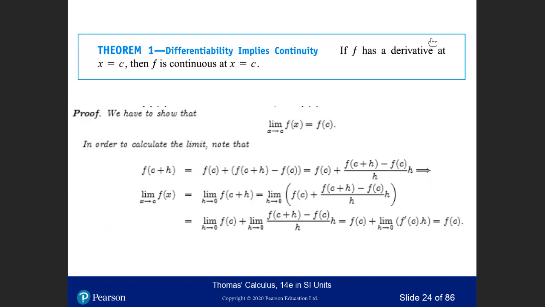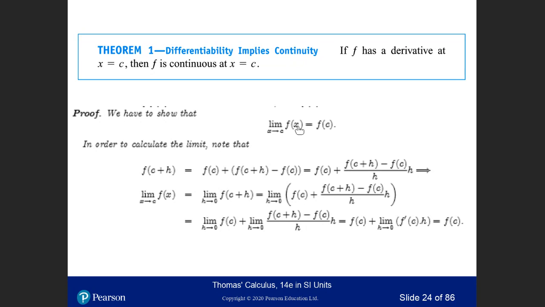Now, there is an important result here. Differentiability implies continuity. If f has a derivative at x equal to c, then f is continuous at x equal to c. The converse is not true, of course. If the function is differentiable, it must be continuous at that point. But if it's continuous, it is differentiable is not true, as we have seen in examples previously. So the function may be continuous but not differentiable at that point. But if it's differentiable at a point, the function is continuous. Let's prove that.